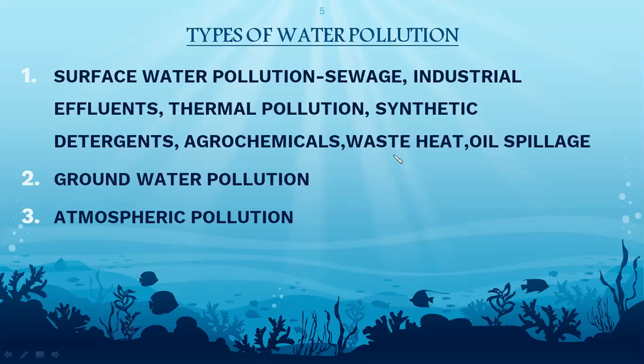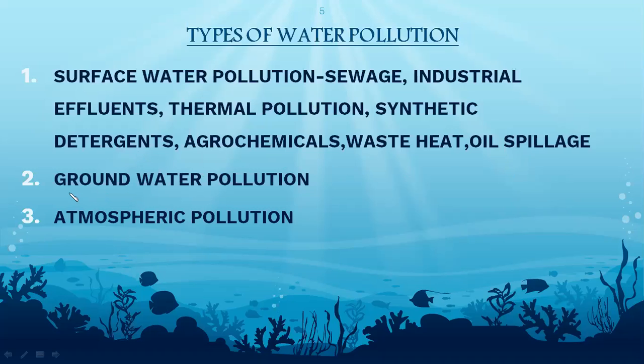Waste heat implies the discharge from the industrial units, and this increases the temperature of the water bodies, and it affects the survival of various sensitive species. Oil spillage refers to the leakage or spillage of oil into the seawater during various processes like drilling of oil, and this will pollute the water and it can spread over miles.